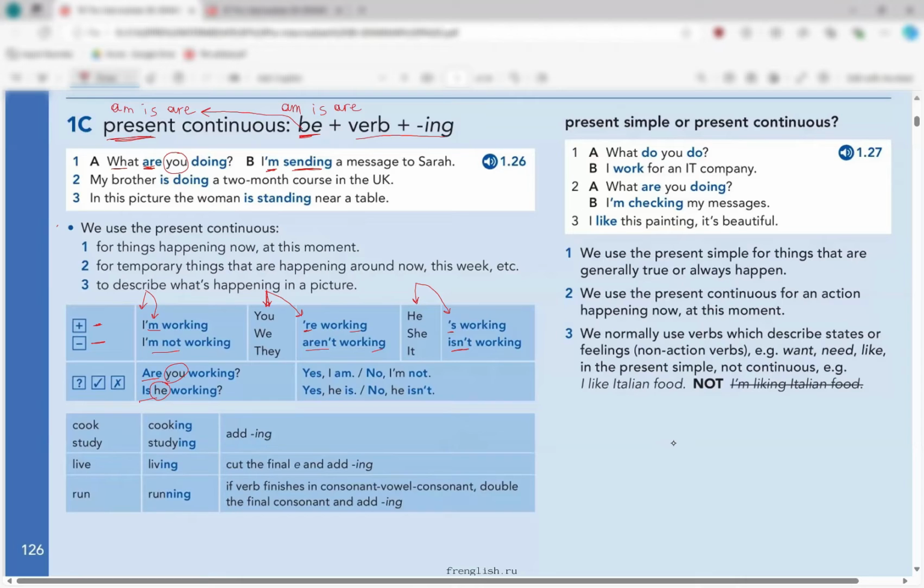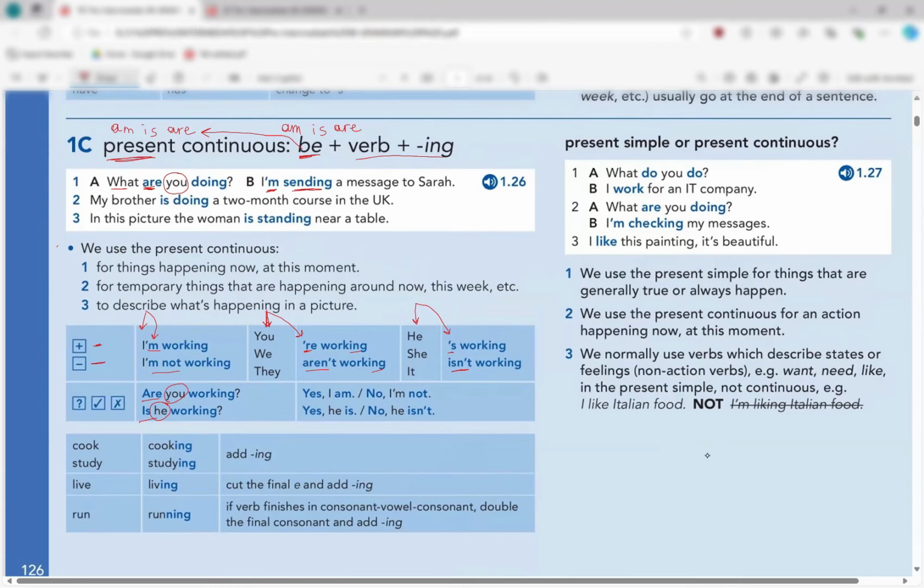And how to answer? Yes, I am for positive. No, I am not. Yes, he is. No, he isn't. Right. So this is the structure. This is how to build, or this is how to recognize present continuous in the sentence. Right? But when we use it, how we use it, right? Present continuous, how we use it.